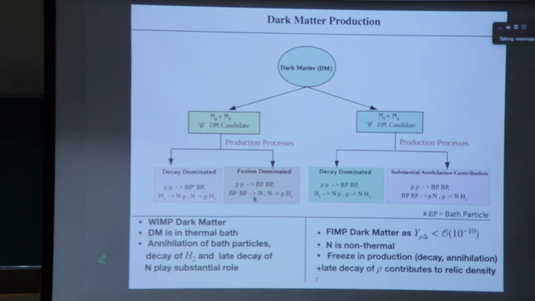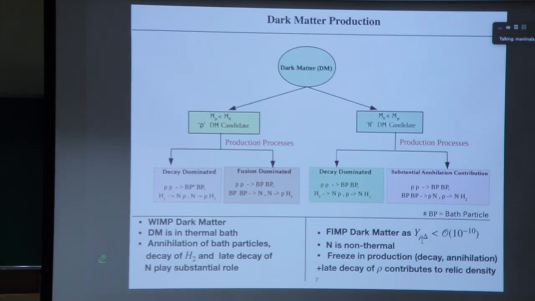The other possibilities are also there. This is called fusion dominated, where the bath particle gives rise to N production, and then the decay of N going to rho H2 gives a substantial contribution to the relic abundance. In the case where N is the dark matter candidate, because N is a FIMP dark matter candidate, it is primarily produced from the decay of the BSM Higgs H2. So H2 can decay to N rho. The late decay of rho to N H1 again gives a substantial contribution to the relic abundance. And the fourth one is where, in addition to these decay modes, rho going to N H2, there is the annihilation contribution, the direct annihilation of bath particles to rho N, which gives a significant contribution to the abundance of N.